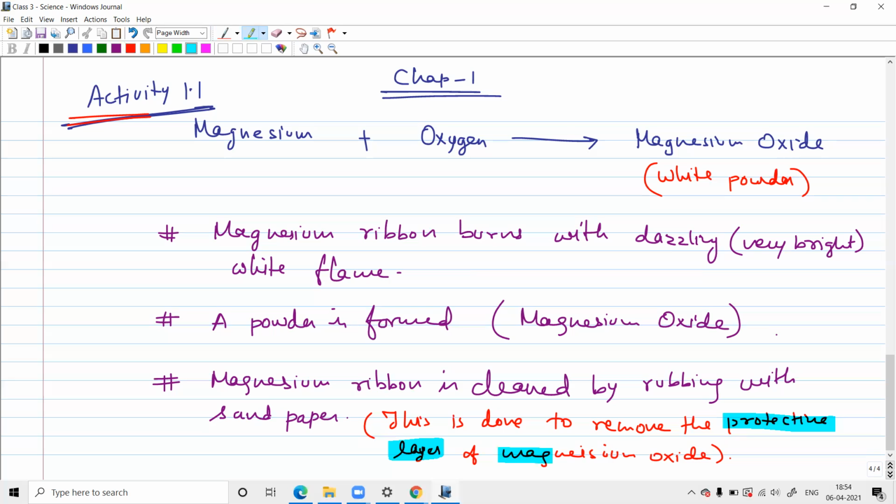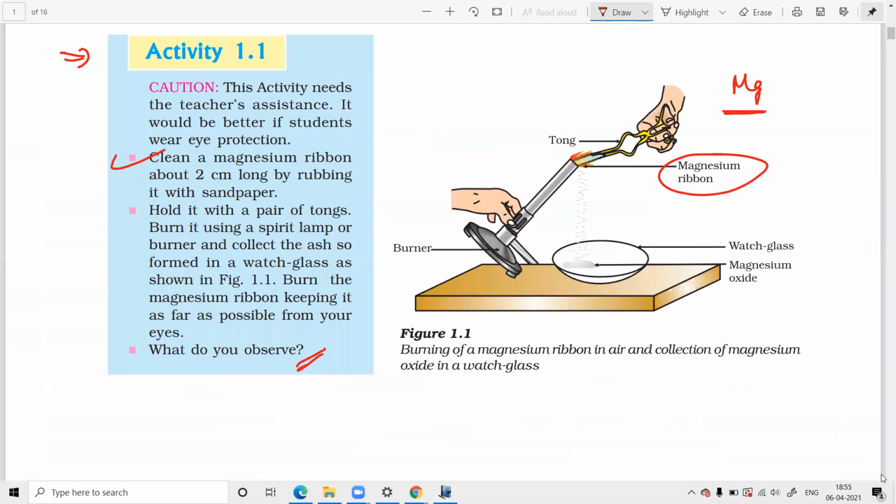And what is this? This is also magnesium oxide. And in the reaction which we did when we heated, there also this magnesium oxide is formed. But here it's a very thin layer. That's why you do not see white powder over there. But if you rub it with sandpaper, you see it will expose the original magnesium. Fine. So confirm all of you. Activity 1.1 should be totally thorough with it.